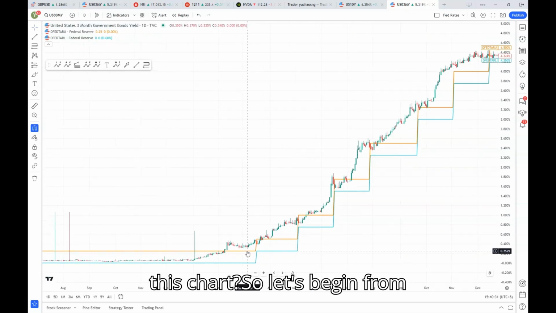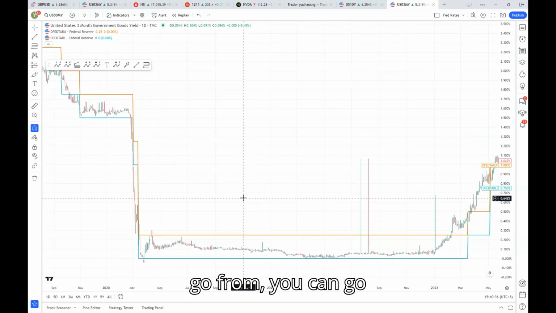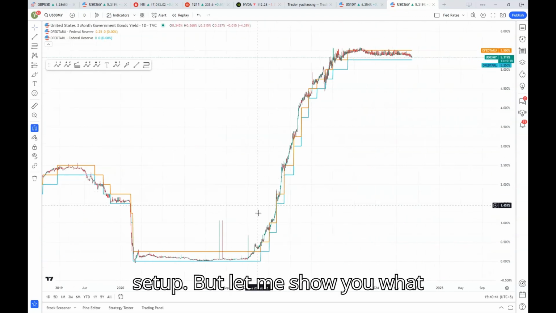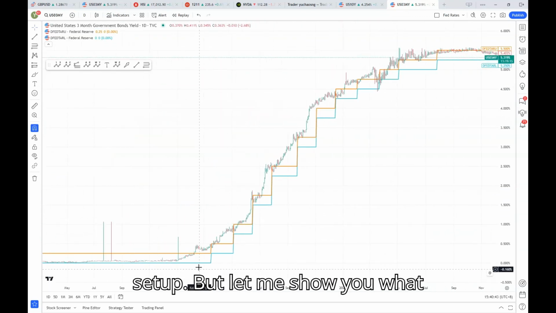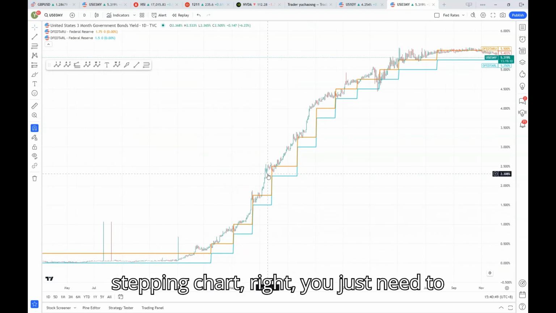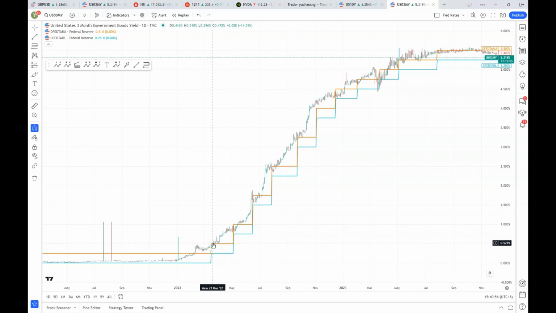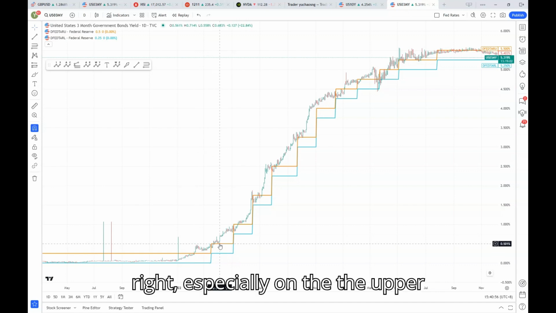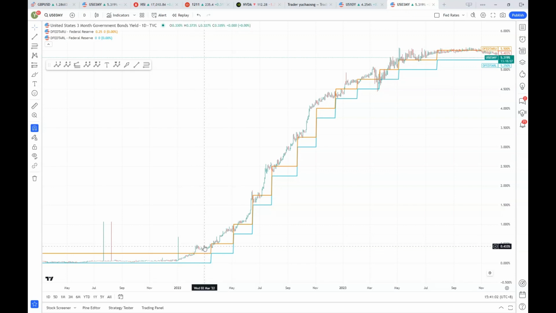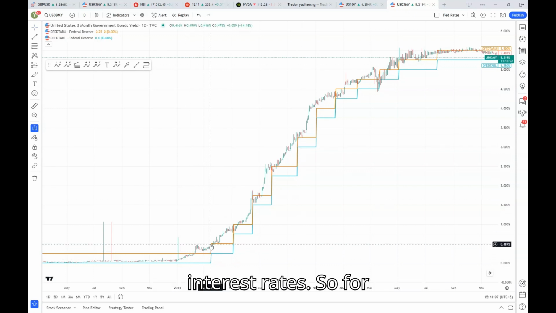So how do you read this chart? Let's begin from 2022. It doesn't matter where you go from. You can go historically, once you have the setup. But let me show you what actually happens. If you see that there is a move up, this kind of a stepping chart, you just need to look at the left of this chart, especially on the upper bound. You will see that the 3 months rate has already moved, and once it has moved, then the Federal Reserve will actually raise the interest rates.